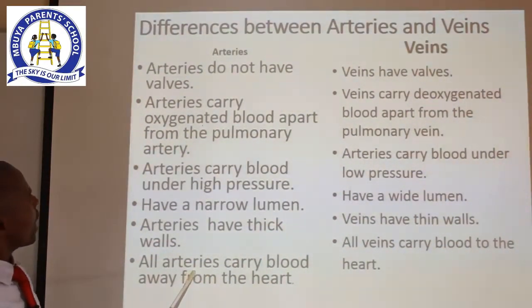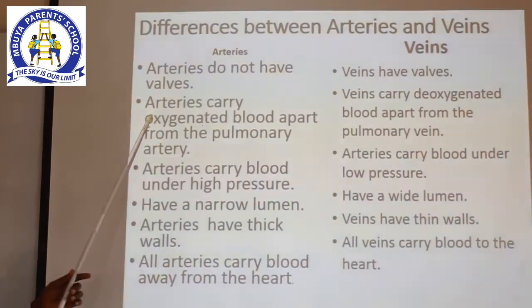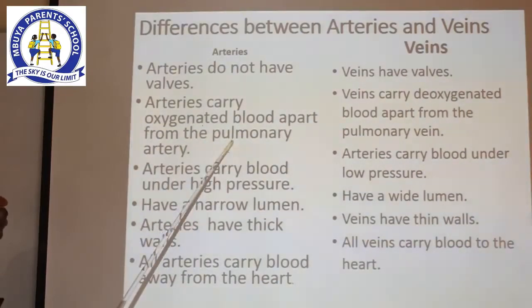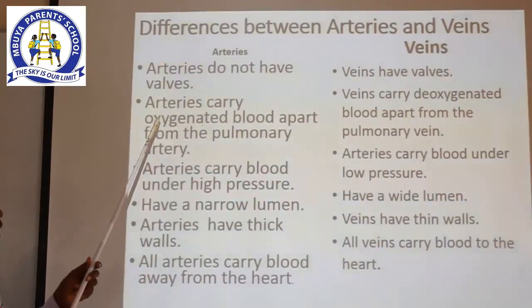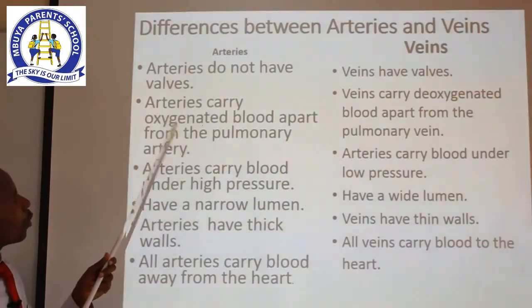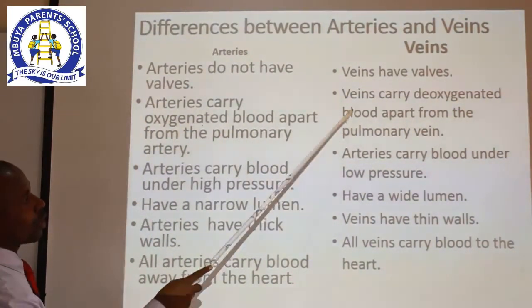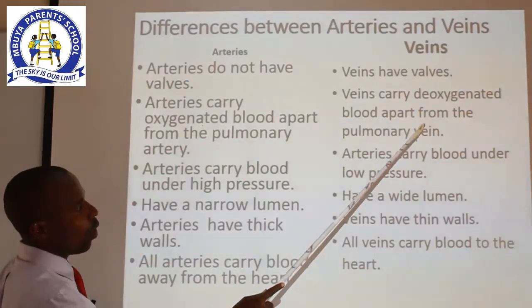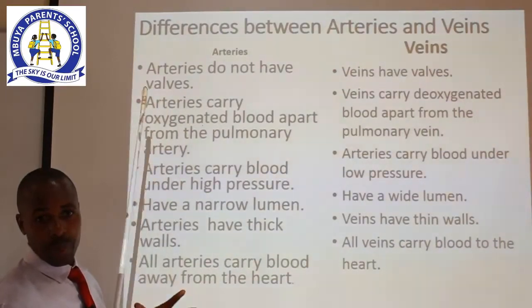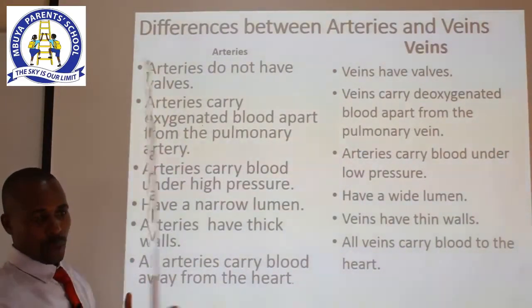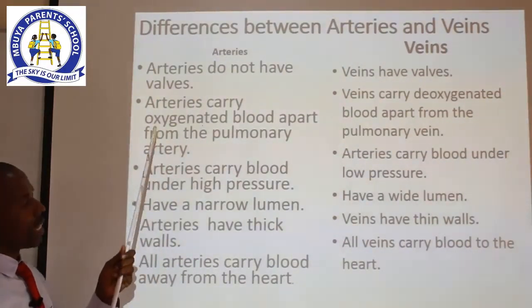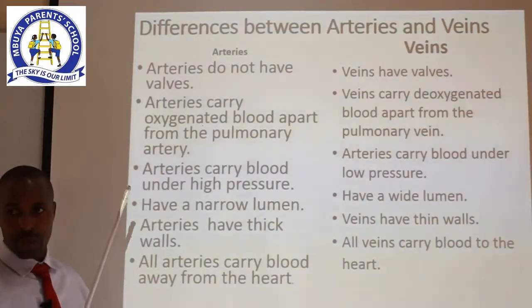We can also have another functional difference. Arteries carry oxygenated blood apart from the pulmonary artery. Being oxygenated means it contains more oxygen in it. And then this one, which is deoxygenated, contains more carbon dioxide. But either blood, whether oxygenated or deoxygenated, has both oxygen and carbon dioxide. With oxygenated blood, it has more oxygen.